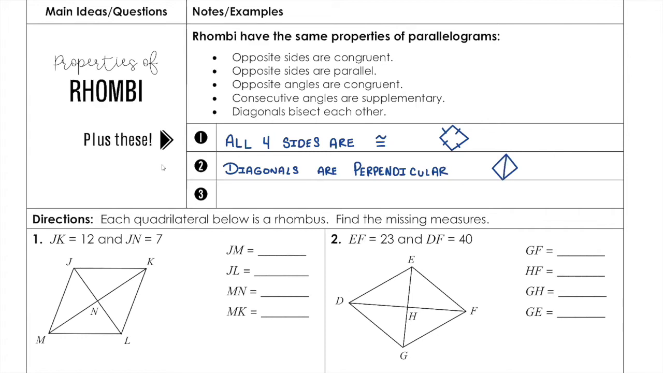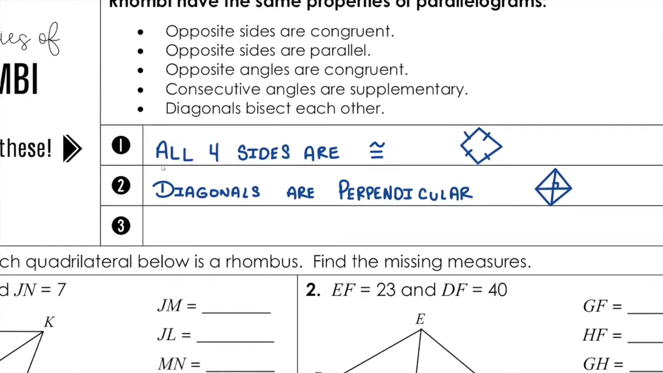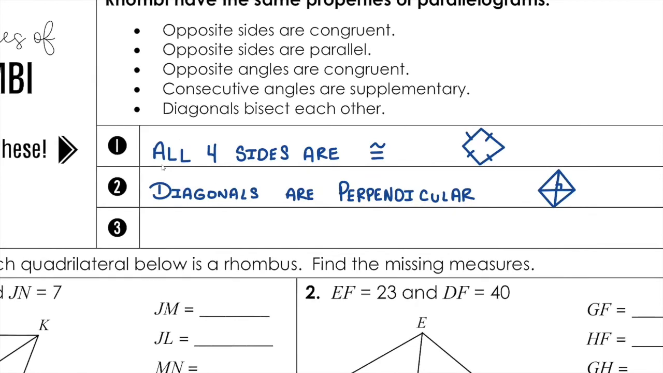The difference between a rhombus and a rectangle: the main difference is that all four sides are congruent, and that the angles, the corners, aren't 90 degrees. Because they kind of just look shorter. Yeah, so the diagonals are perpendicular.